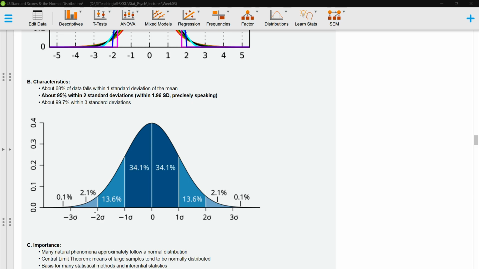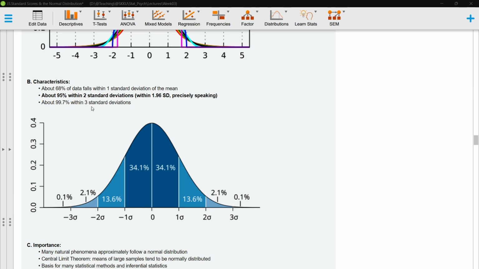So from -2 standard deviations to +2 standard deviations, this interval covers 95% of the total area. That is the fixed characteristic of the normal distribution, for any normal distribution, with any value of the mean and any value of the standard deviation. Same thing.